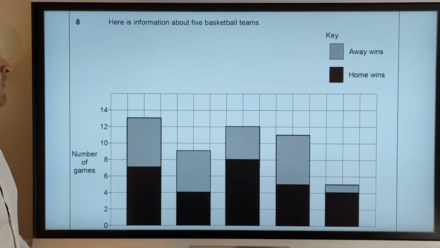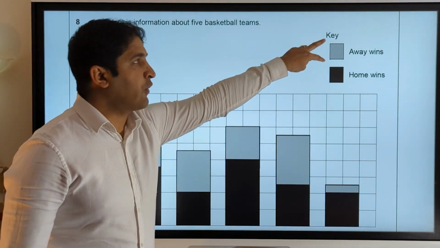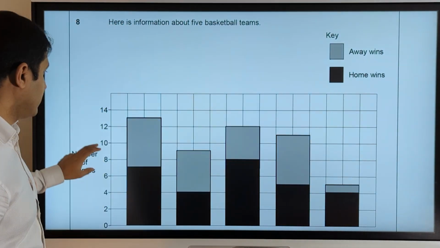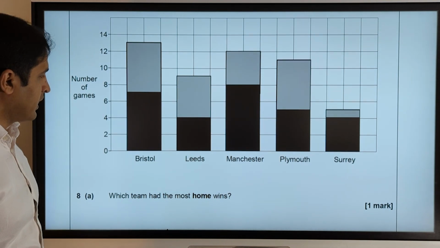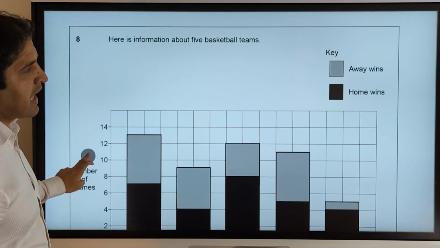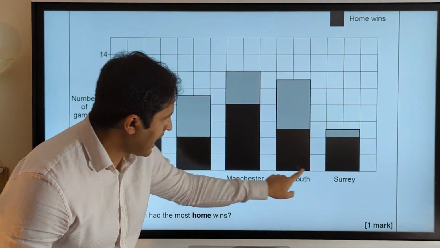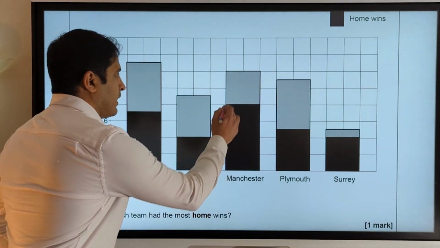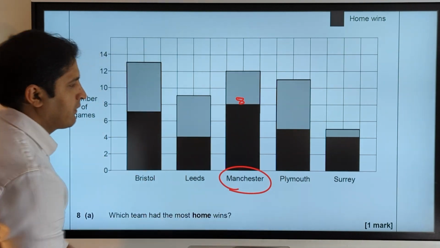Here's the information about 5 basketball teams. The gray area means away win. The black area means the home win. So we need to work out which team has the most home wins. So which one has the highest dark area? You can clearly see from the dark area there, Manchester has the highest one, 8 home wins. So I'm going to write that down saying 8 home wins, and it's Manchester. So 1 mark for that.